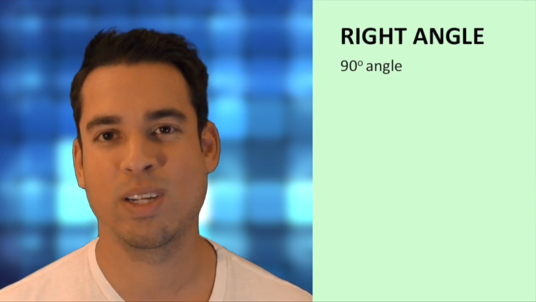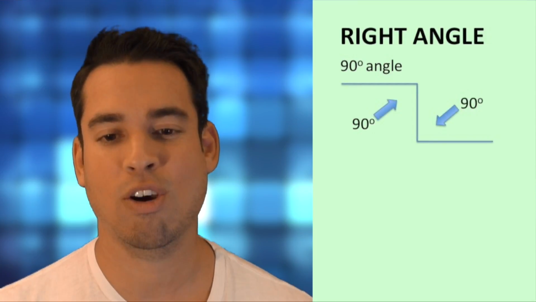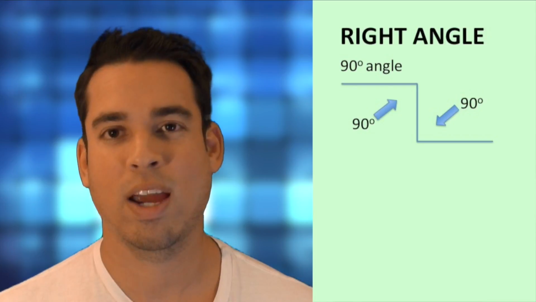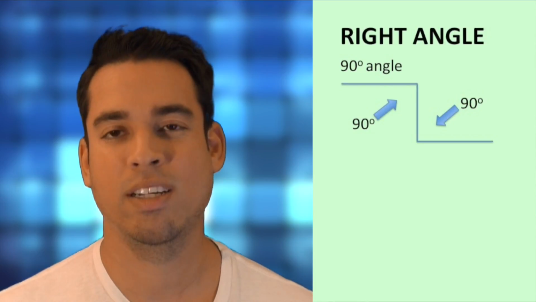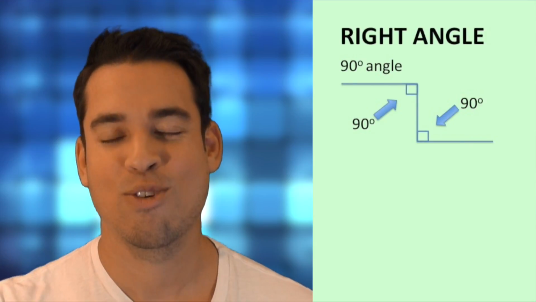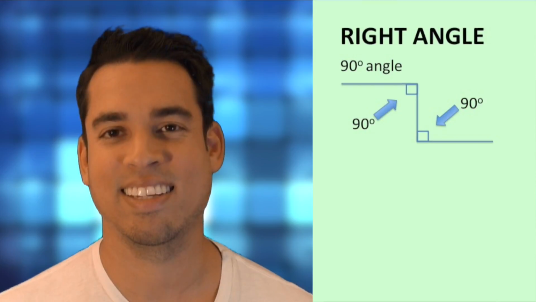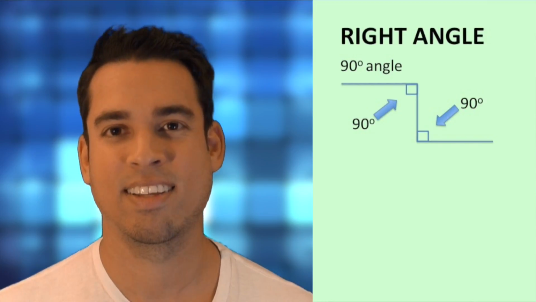Let's get into it. The first and most famous angle that you've probably heard of a million times is the right angle. So what is a right angle? A right angle is a 90-degree angle, and it looks exactly like an L shape. So you see here are two examples of right angles. They're both 90 degrees, and usually to denote a right angle we put this little square right in the angle, and that tells you that it is indeed 90 degrees and is indeed a right angle.